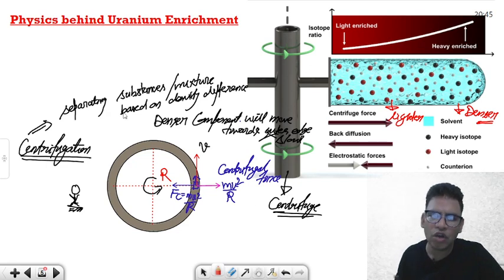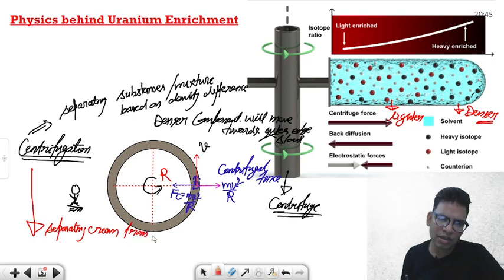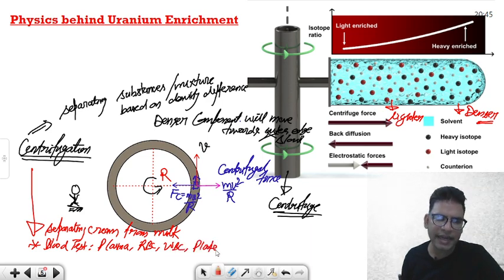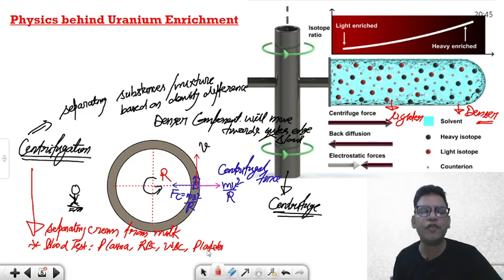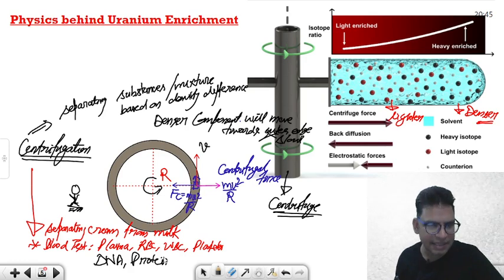Where do we use it? We use centrifugation, for example, for separating cream from milk. Another example is the blood test. In blood, you have plasma, then blood cells like RBC, WBC, and platelets. They have different densities, and therefore you can separate them. The complete blood count, CBC, test is based on centrifugation. Then we employ this method in DNA protein separation, and separating blood cells, as I have talked about.